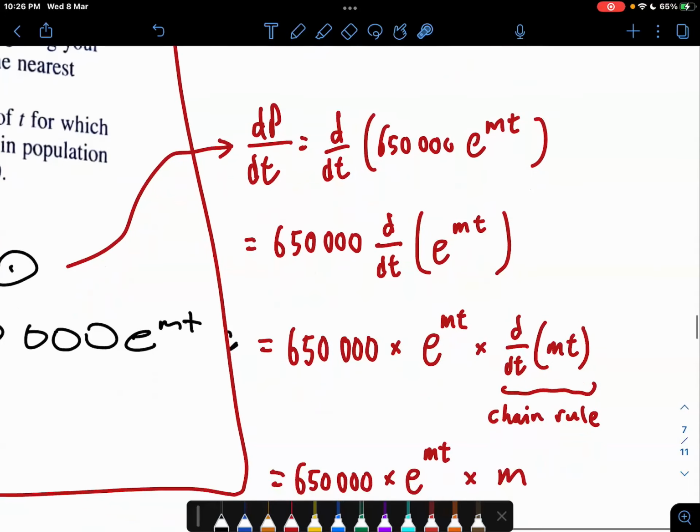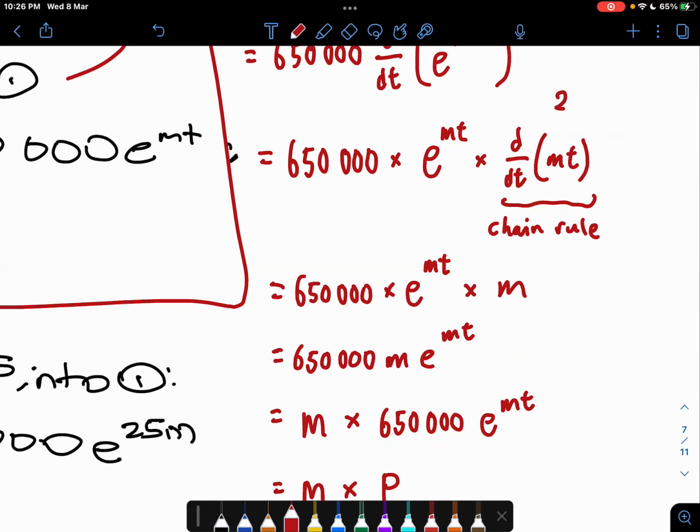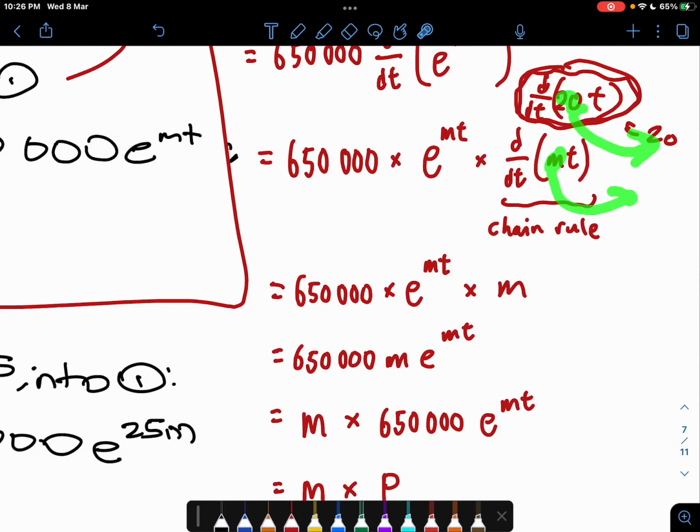Next, differentiate mt with respect to t. M is just a constant, so pretend that m is like 20. So differentiate 20t with respect to t. What do you get? 20. Then now if it's m times t, 20t is 20, mt is m. Does it make sense? Okay, good. So that means you're left with m.